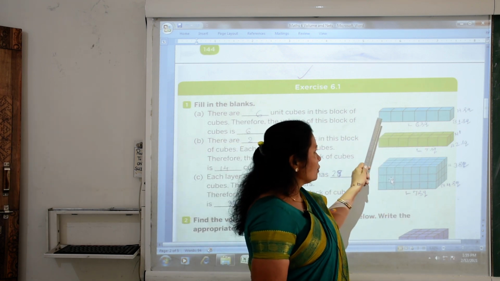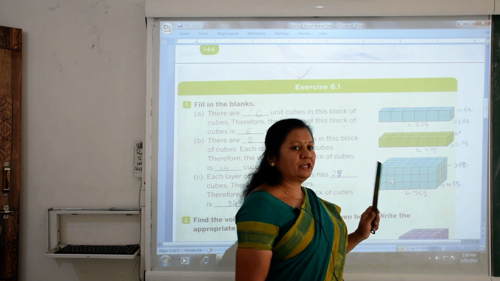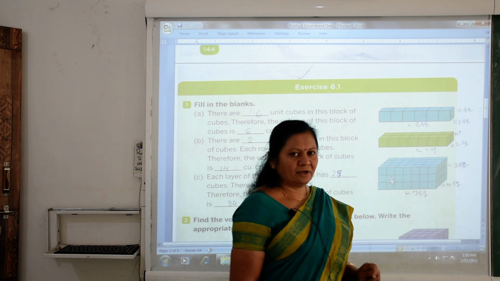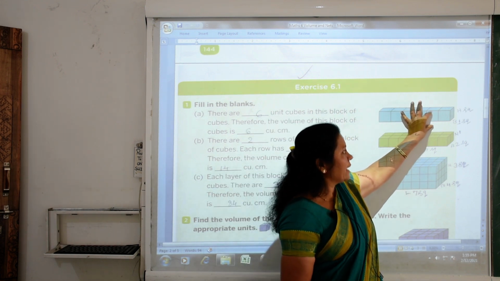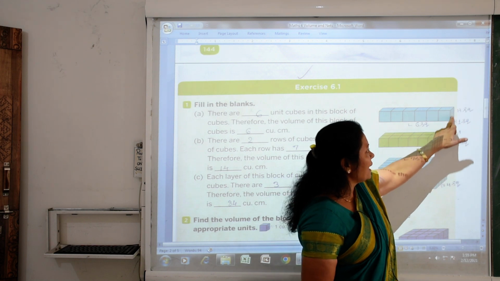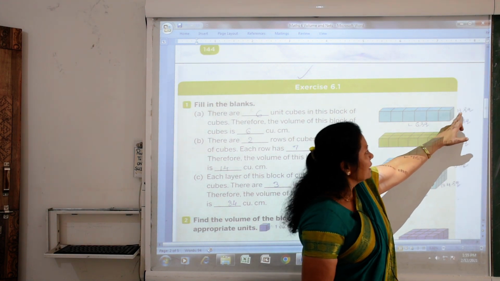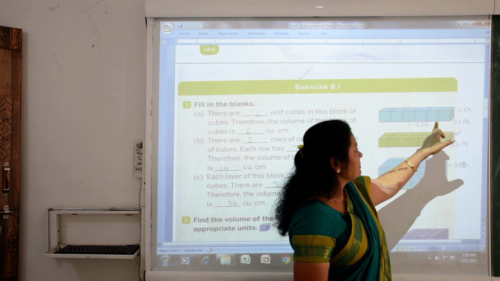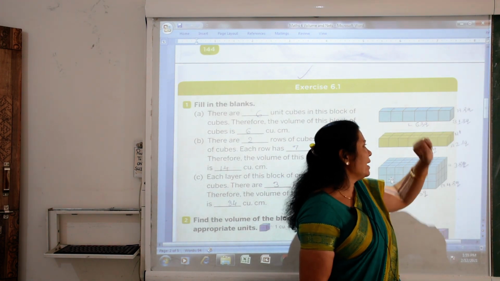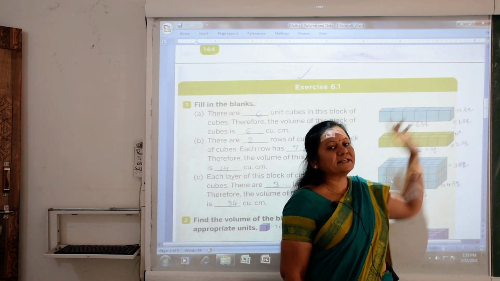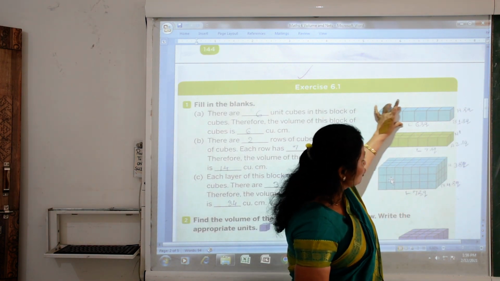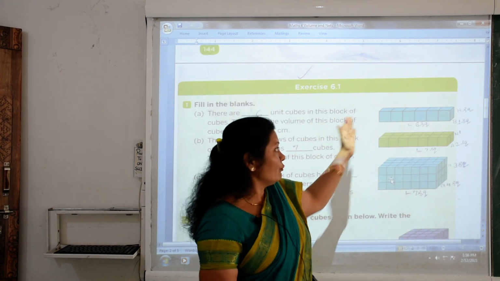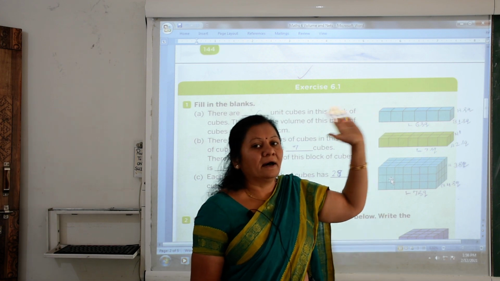So here we will count how many cubes are given in length. 1, 2, 3, 4, 5, 6. So length is 6 squares. And breadth, how many cubes can you see in breadth? 1 square. And here height is also given, 1 square. So it means 6 multiplied by 1, then multiplied by 1. 6 ones are 6 and 6 ones are 6.